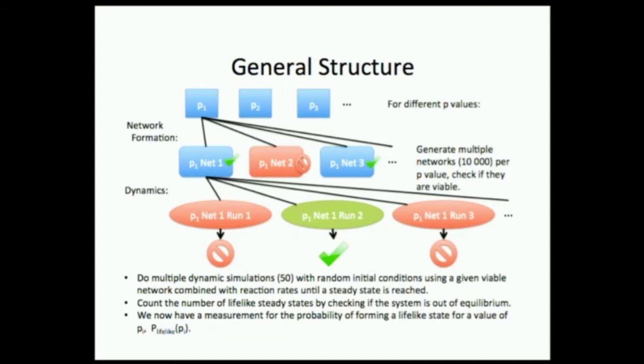Here, I have the viable networks labeled in blue, and the non-viable networks labeled in red. For each viable network, we do dynamic runs, and after we run until steady state is reached, we count the number of lifelike steady states by checking if the system is out of equilibrium. With these runs, we just check if they're out of equilibrium or not. And with this, we now have a measurement for the probability of forming a lifelike state for a given value of P.